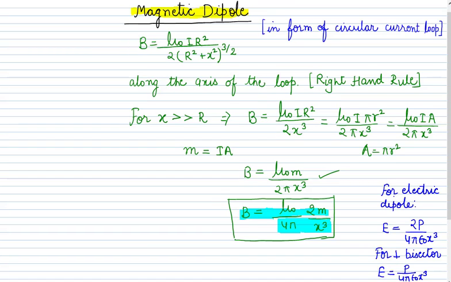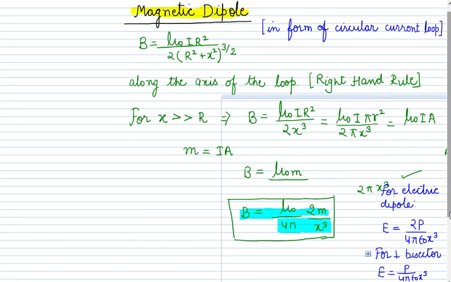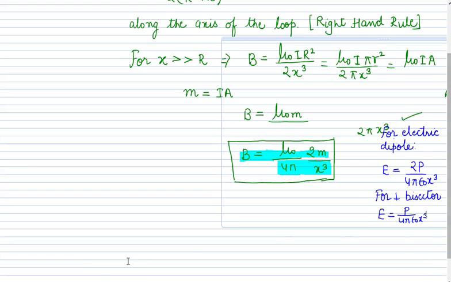Rest everything is same, that instead of 2p we are having only single p, right? So if you want to convert this electrostatic formula into its magnetism counterpart, so can you do? Let us try, we will try, and if you are able to do it right, then it will be much easier for you to remember.